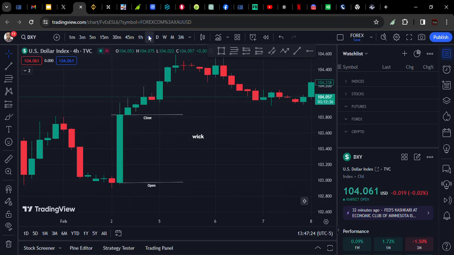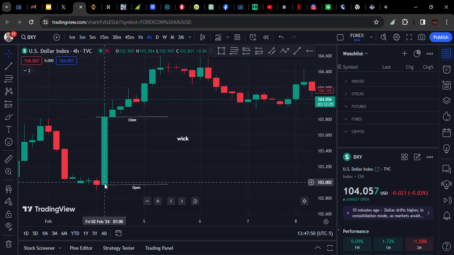So we are on a 4-hour time frame now. This candle represents what has happened in the space of 4 hours. So it started from here, from 102. Look at the prices on the right-hand side. It started from 102.975 and it closed at 103.827.